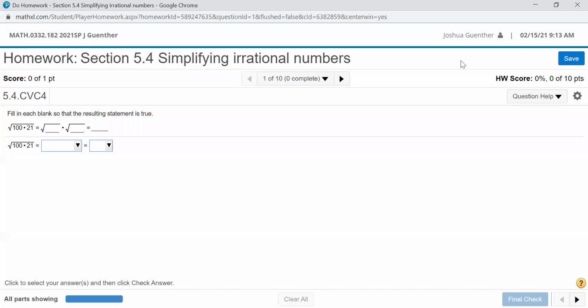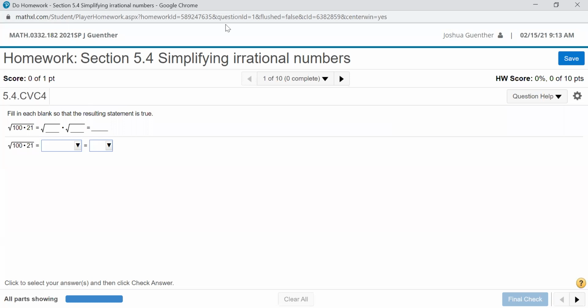What we're going to do today, we're going to talk about simplifying irrational numbers. Remember, irrational numbers are numbers that, when expressed as a decimal, go on forever and ever without repeating. The cool thing is, whenever you take the square root of a number, unless that number happens to be a perfect square, you're very likely going to be dealing with an irrational number.